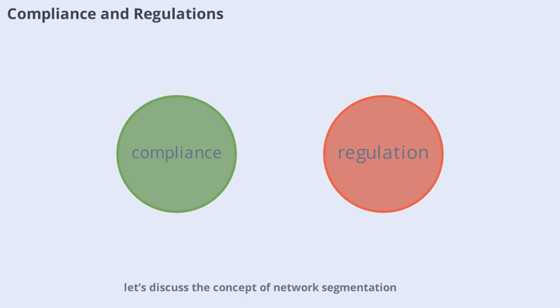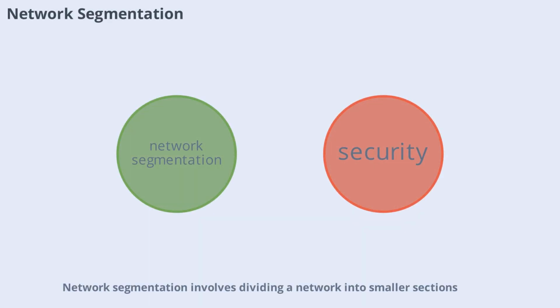Next, let's discuss the concept of network segmentation. Network segmentation involves dividing a network into smaller sections or segments. This limits the spread of attacks and makes it easier to manage security. For example, guest Wi-Fi can be separated from the main business network. Segmentation helps contain threats and protects sensitive information.